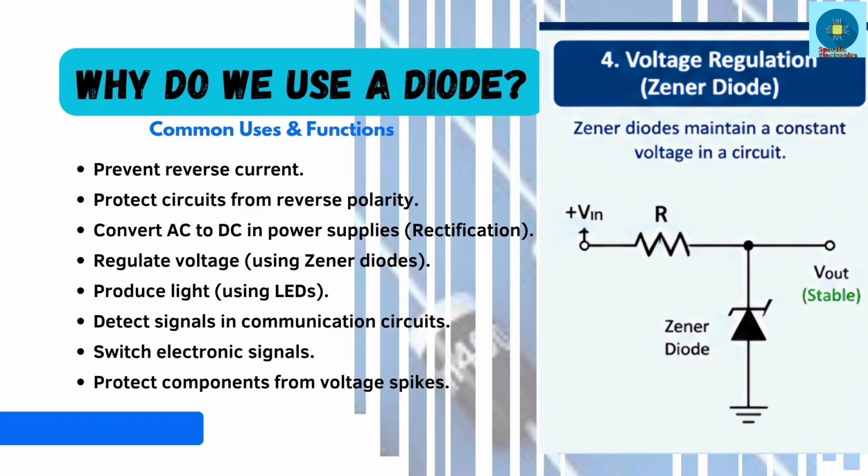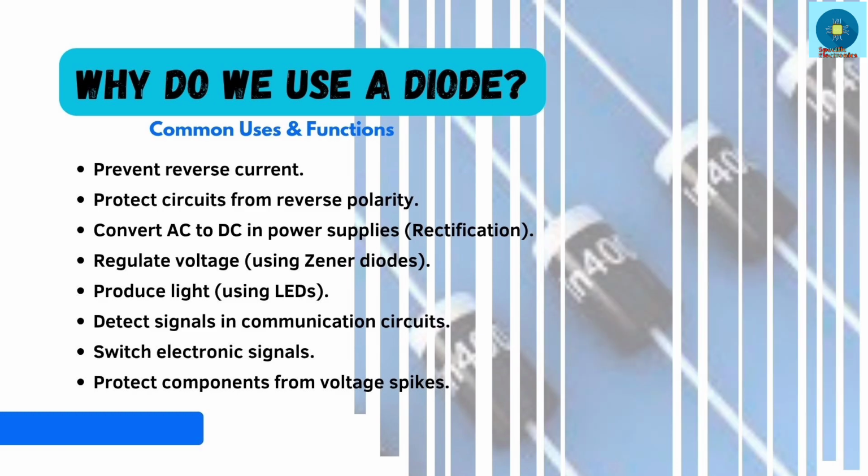Another important application is voltage regulation. Here we use a special diode called the Zener diode. It maintains a constant output voltage even when the input voltage changes. That's why it's commonly used in power supply and reference circuits.